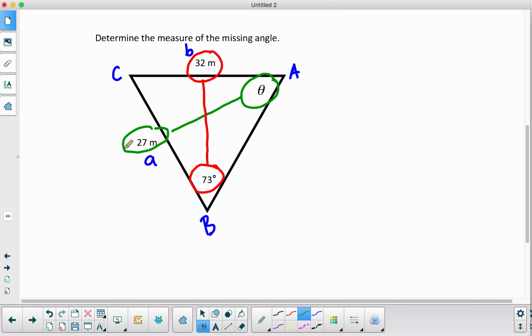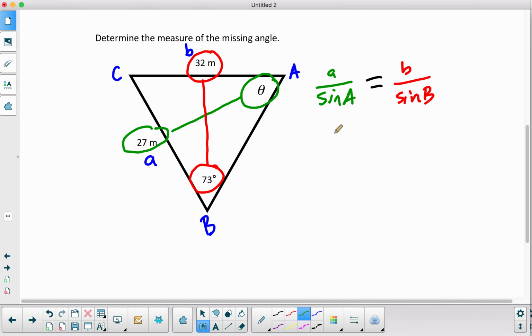Okay, so how we set this up is this: we have side A over the sine of angle A. So we have A over sine A is equal to B over sine B. All right, now we fill in what we know.